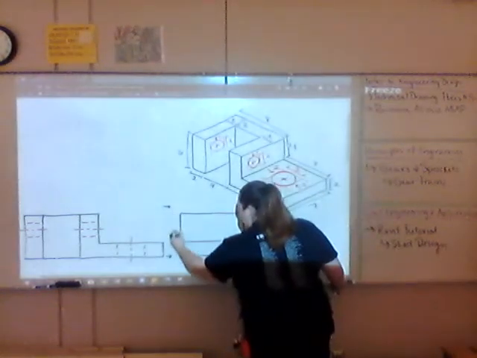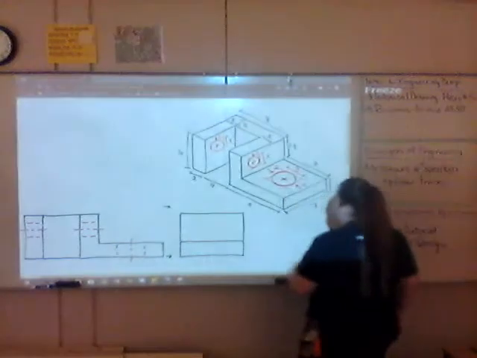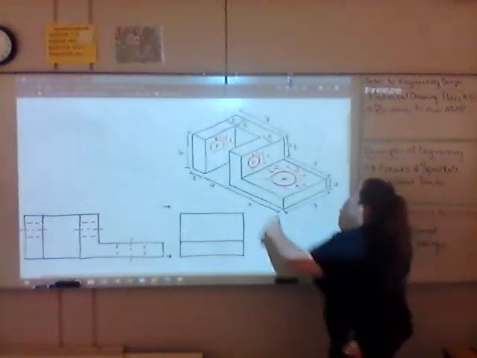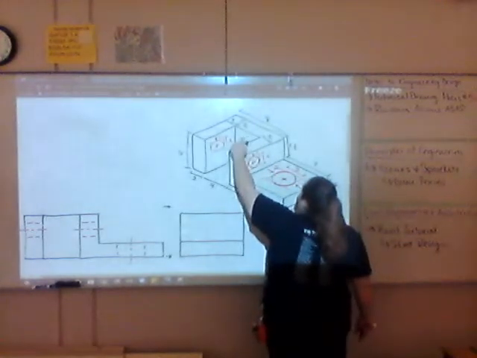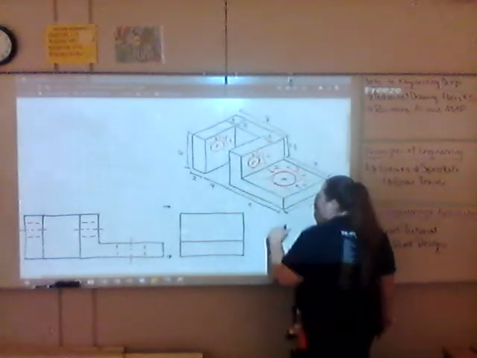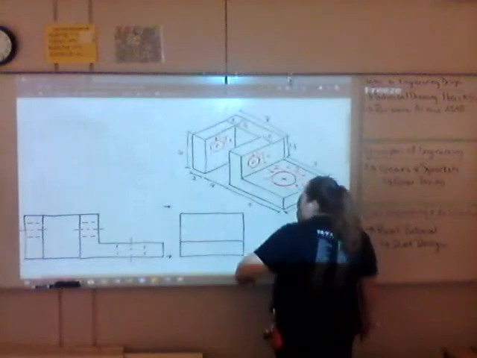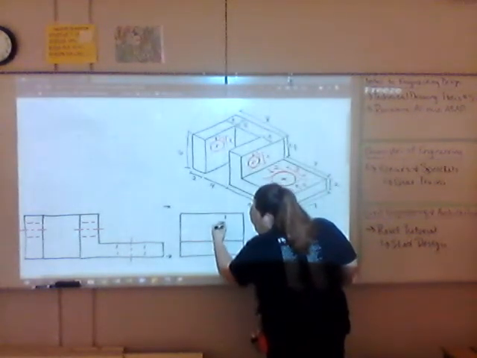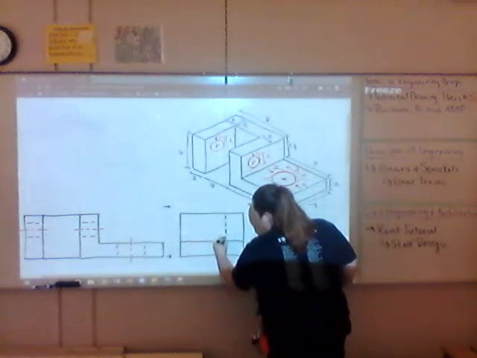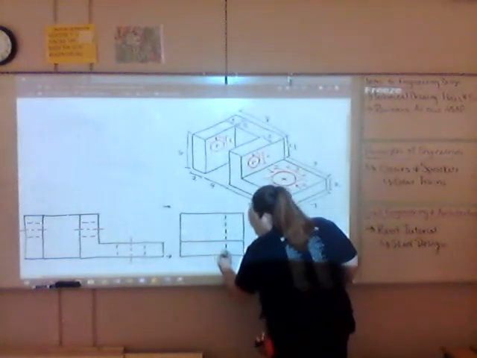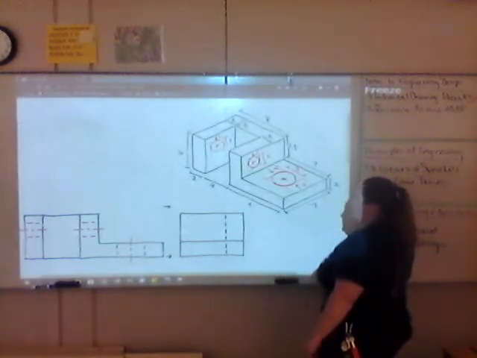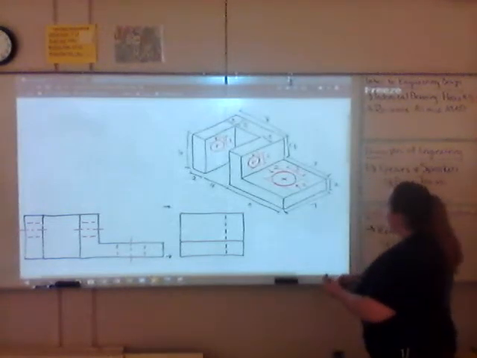A big 6 by 7 rectangle divided into 2, like so. We have this back space right here that's 2 away from the back of the part that goes all the way down to the bottom. So we're going to have a hidden line 2 away from the right on the side view, going all the way down to the bottom. That seems to be it for our hidden lines.